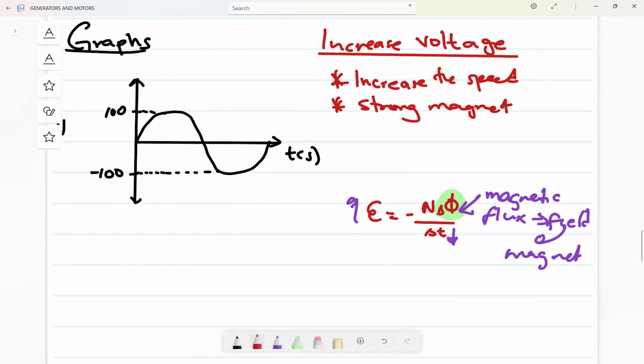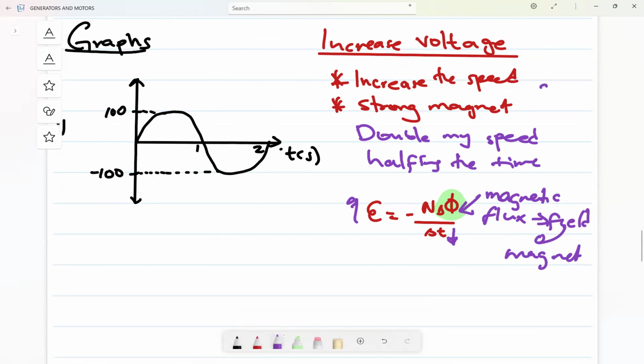Okay, so now, if I increase the speed, if this one is 1 second here and this is 2 seconds, and I double my speed, remember, speed and time are inversely proportional. Doubling my speed is the same as halving the time. If it is double, when I do the inverse, it is half. If I triple, the inverse is 1/3.